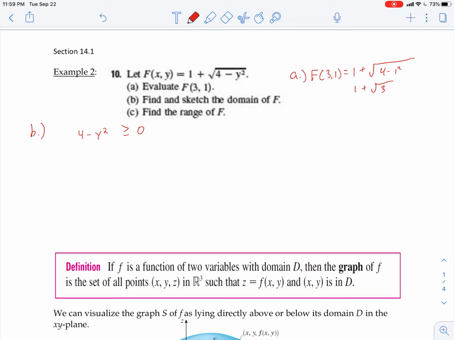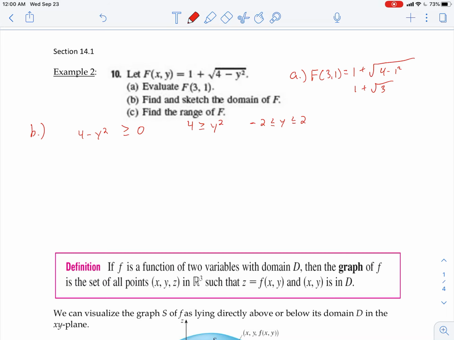So I have 4 minus y squared is greater than or equal to 0, and so I'm just going to solve this for y squared. So I'm just going to move my y squared over to the right, and so I have 4 is greater than or equal to y squared, and then solve that. I'm going to take the square root of both, and when I do that, I realize that I'm going to have negative 2 is less than or equal to y is less than or equal to 2. So for my domain, I know that my y value has to be greater than or equal to negative 2, but less than or equal to positive 2.